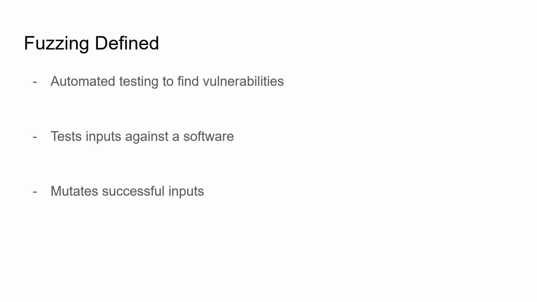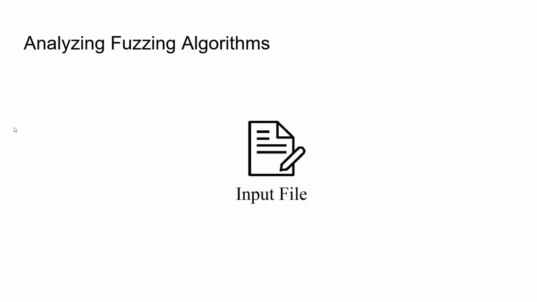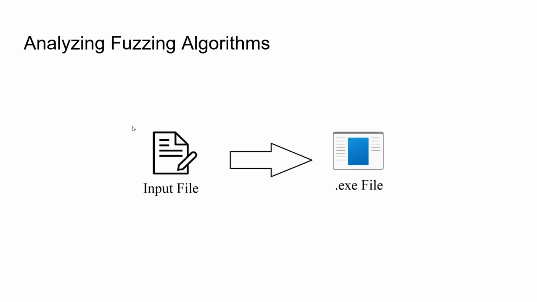So fuzzing is automated software testing to find vulnerabilities. It tests a set of inputs against a given software. It then mutates successful inputs to retest against the software again. So starting off, looking at basic fuzzing algorithms, you're going to start with a set of input files. These would just be, if you're doing JSON, set input JSON files or something like that.